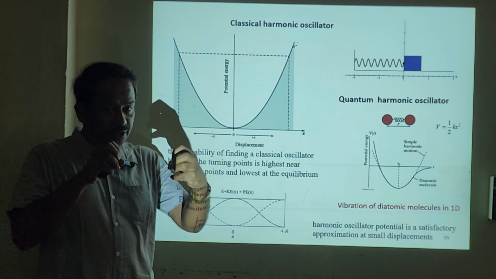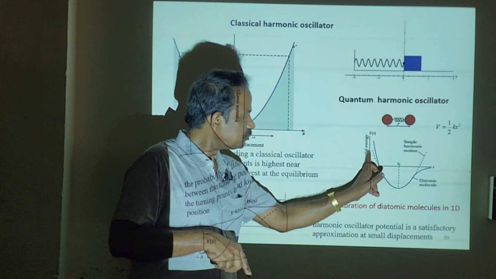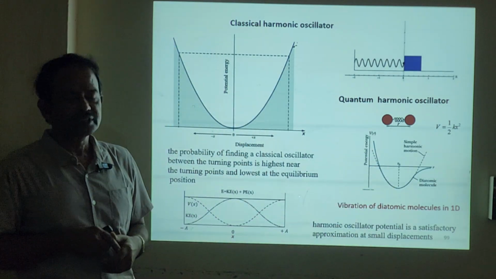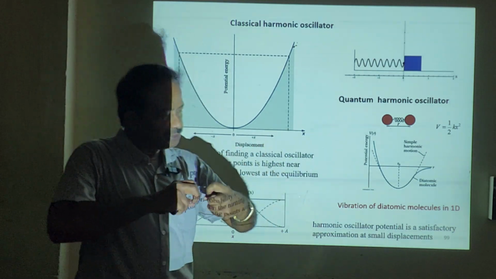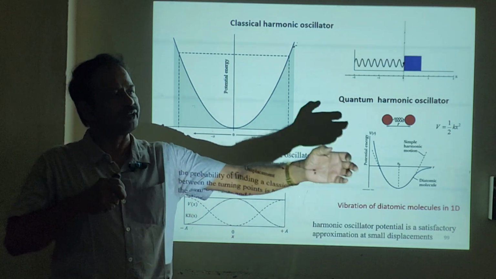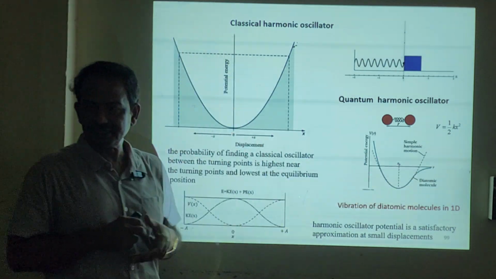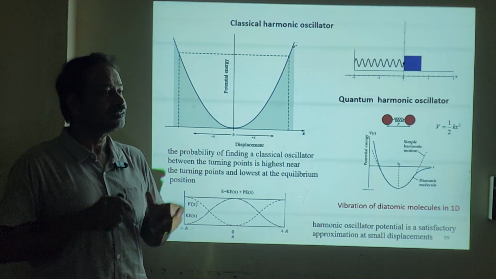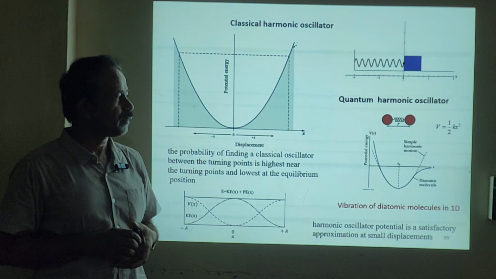When they are very close, compression takes place, and this part of the graph represents the compression. Suppose when the atoms move away, this is elongation. So this part of the graph represents the elongation. The mean position is represented somewhere here. So this is R naught.